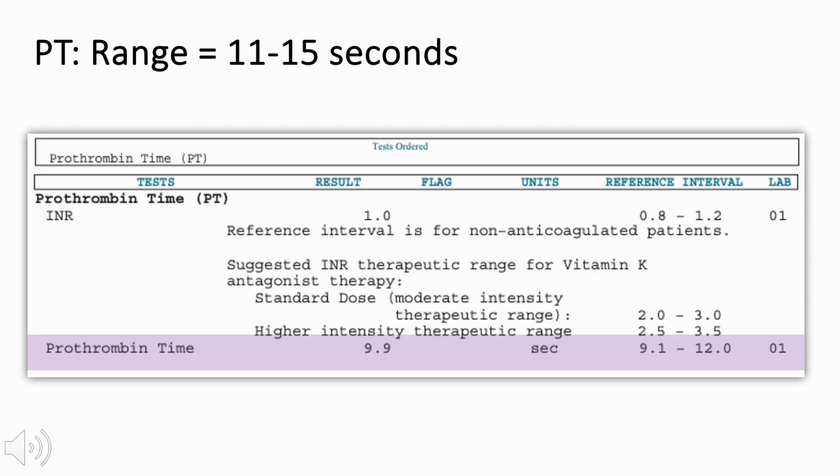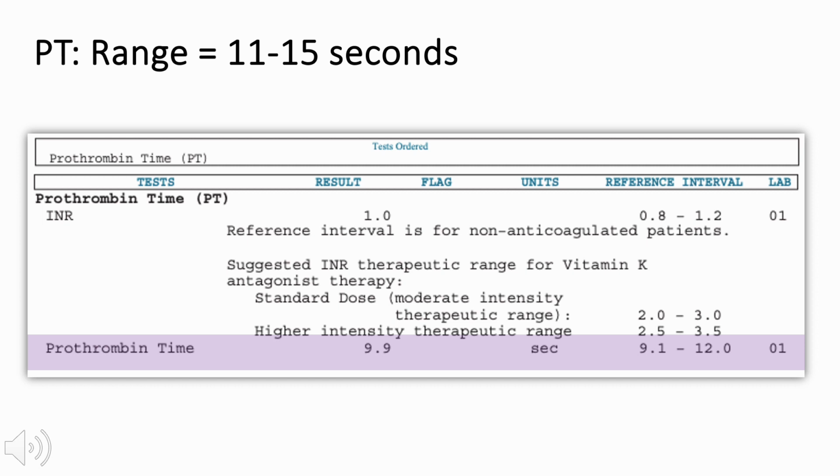Here's a lab report for a PT value. We see at the bottom, highlighted in purple, we have the prothrombin time at 9.9, which is within the normal range. Now, if you notice, the reference interval for PT on the lab report is 9 to 12. Listed in the heading, it's 11 to 15.